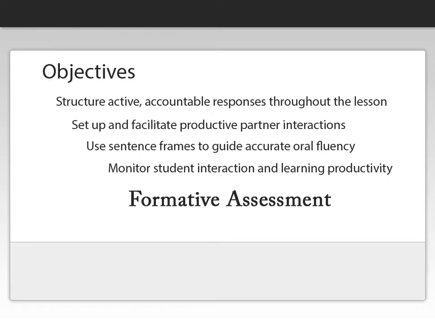This is an excellent formative assessment tool, as when you monitor student interactions, you will note where there is mastery of learning, where instruction needs to be modified, and for whom and how that modification must happen.